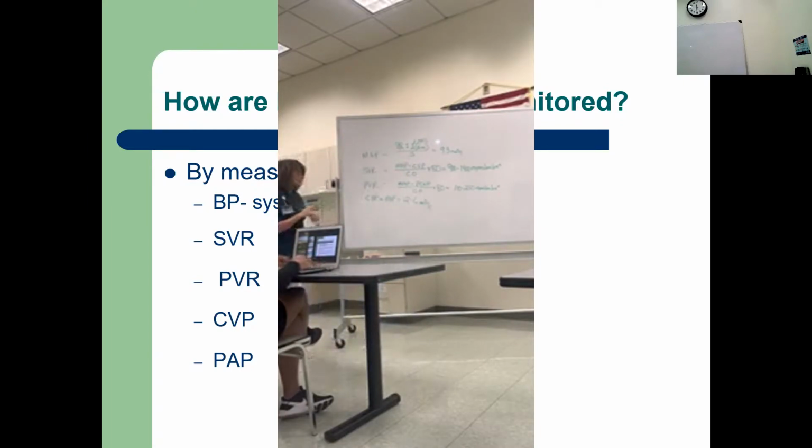There are high pressures when somebody has pulmonary hypertension or right heart failure. Those pressures are high over a long period of time. That's when you start seeing atrial fibrillation and atrial flutter.